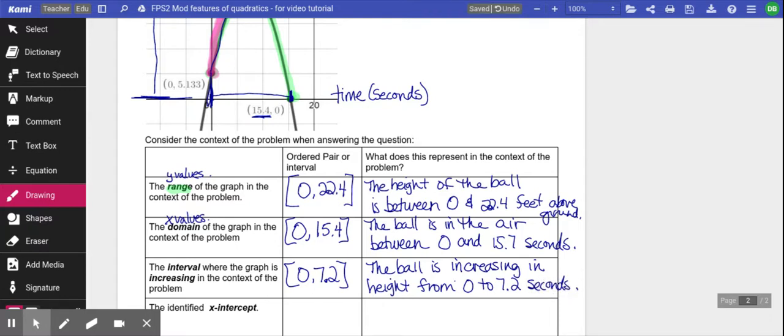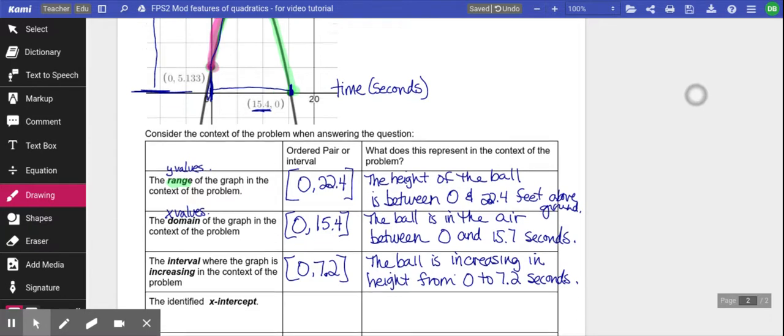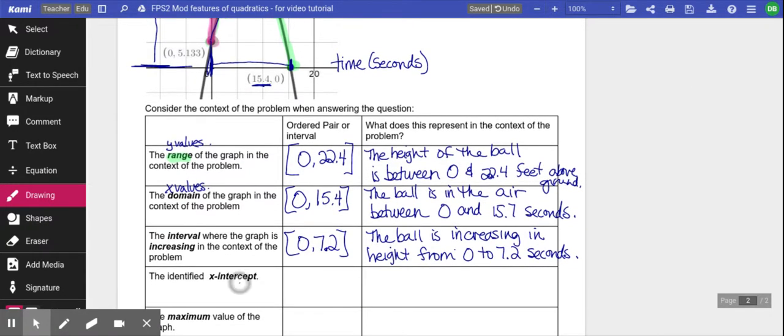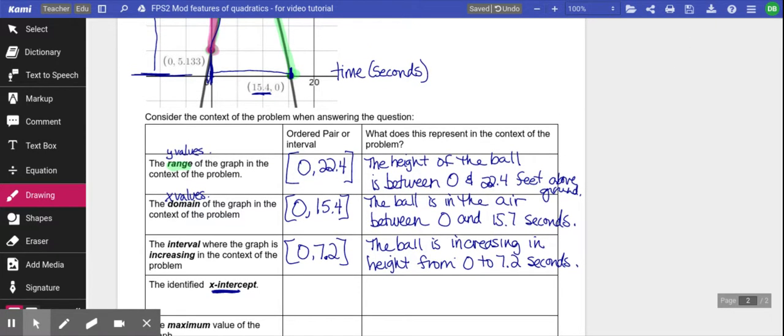Okay. All right, we've already talked about this very important next number, which is the x-intercept. Remember, the x-intercept is where our graph crosses the x-axis. So that is occurring on our graph right here at 15.4, 0. Remember that x-intercept should be a point or an ordered pair.